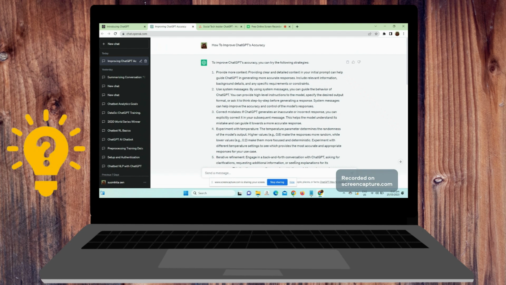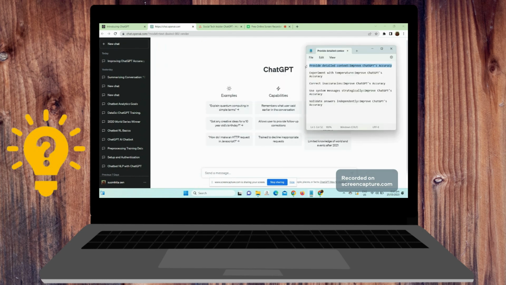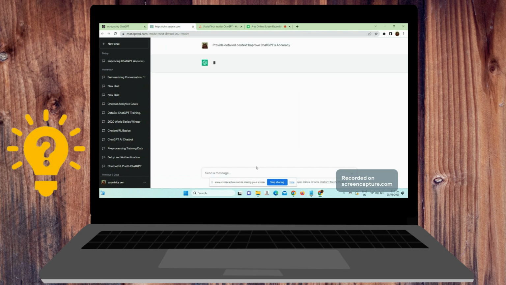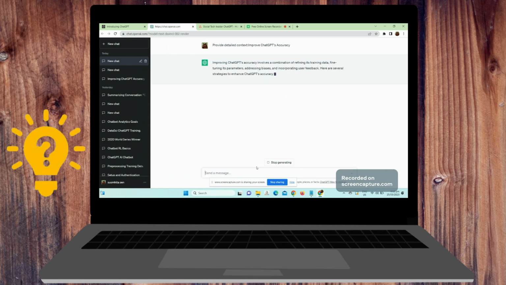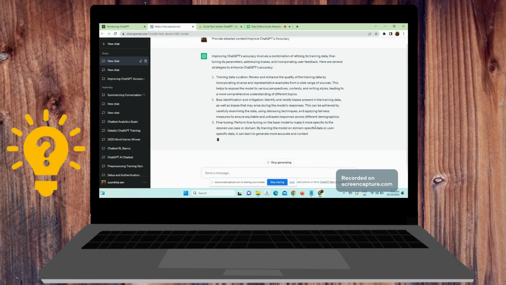First is provide a detailed context. When initiating a conversation with ChatGPT, provide as much relevant information and context as possible. Clear and specific prompts help the model understand the desired response better, resulting in more accurate answers.